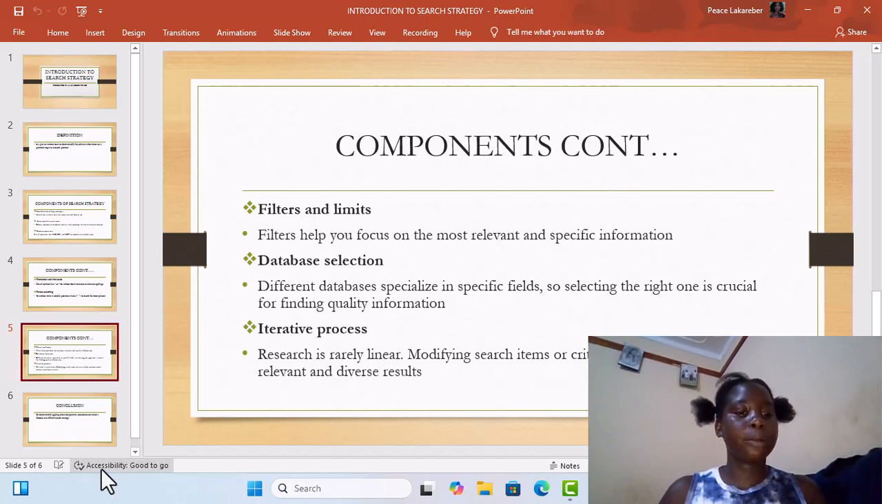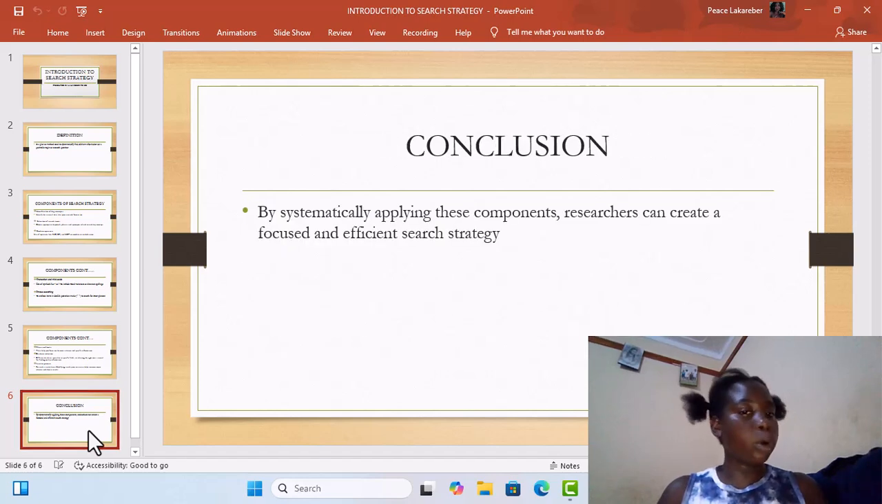And then in conclusion, we should know that by systematically applying these components, researchers can create a focused and efficient search strategy.